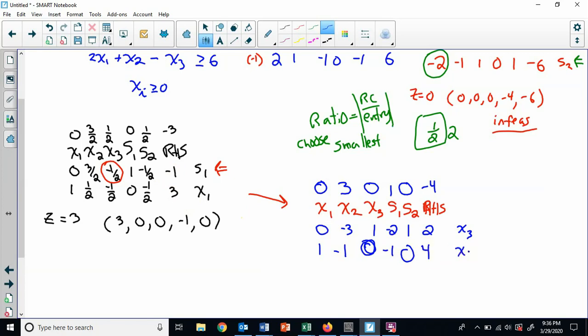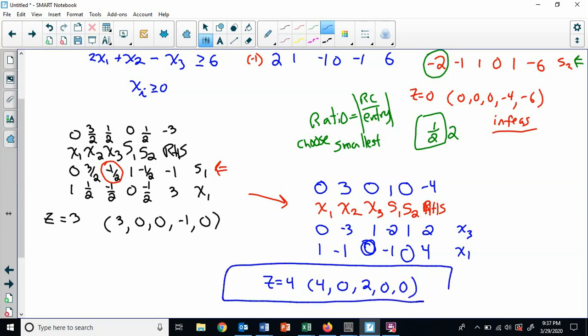And this is x1. So look at where we're at. Our objective function value is at 4. The point we're at, x1 and x3 are 4 and 2. So 4. x2 is non-basic. x3 is at 2. And the slacks are non-basic. Okay? Now look at where we're at. Nothing else is attractive, so we're optimal. Nothing is infeasible, everything's feasible, so we are at the optimal solution. Okay? Which is awesome. That makes me thrilled.